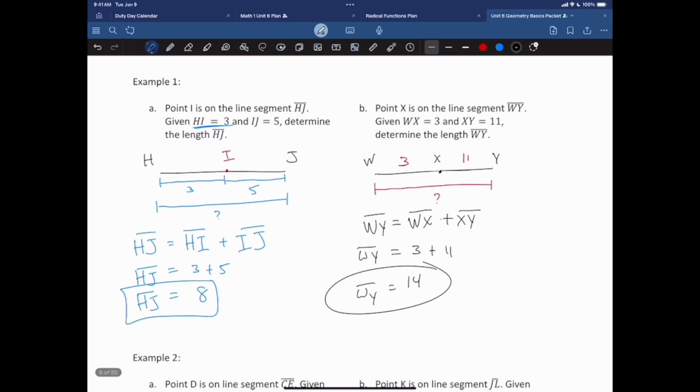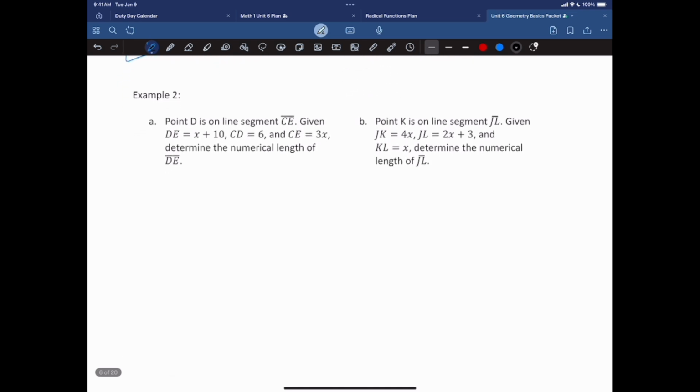Example 2, same idea, but now we're going to do a little bit of algebra. Same stuff, just adding one more layer of complexity to it. So we have a segment CE. We have a point D on that line segment somewhere.